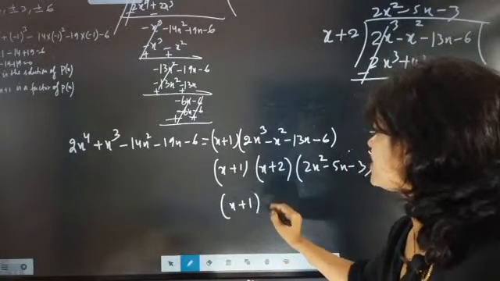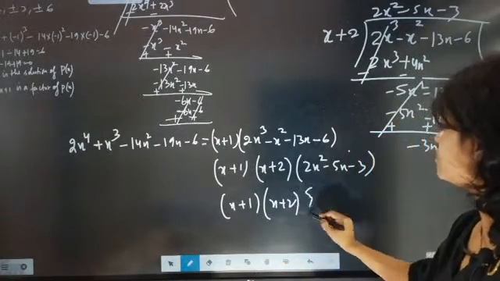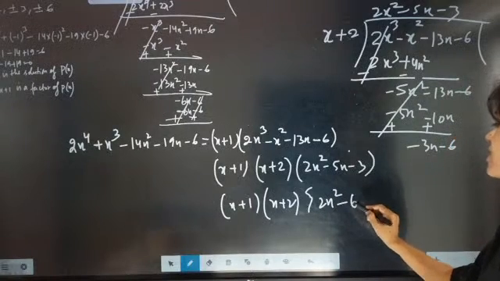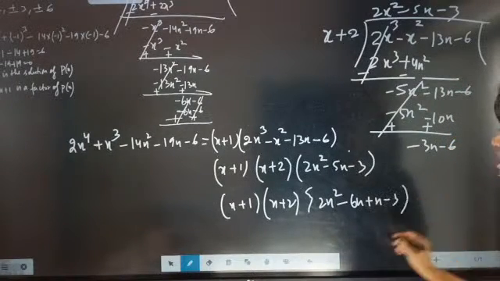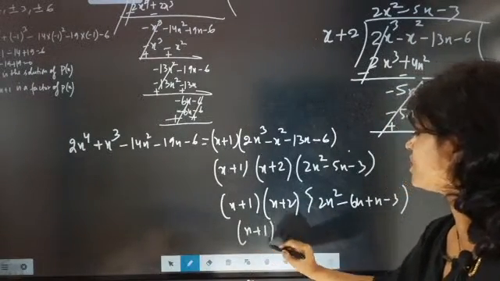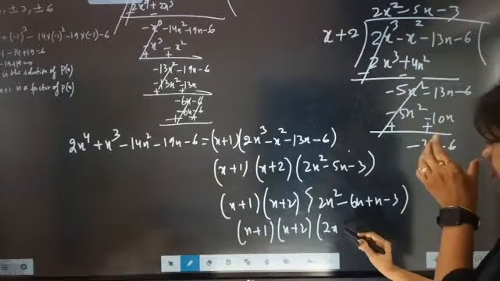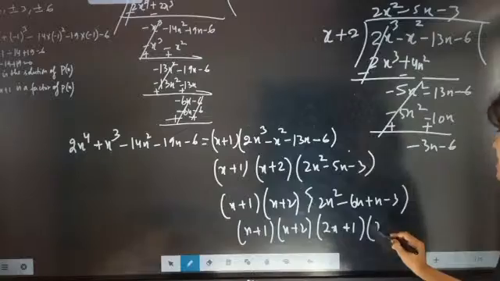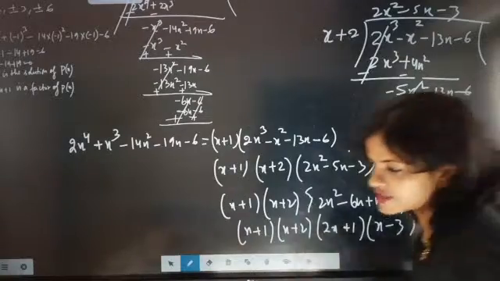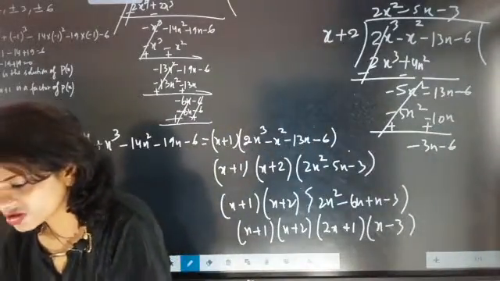Take the factorization. It is going to come as 2x square minus 6x plus x minus 3. So it is going to be x plus 1, x plus 2, 2x plus 1 and x minus 3. So 4 factors are possible.